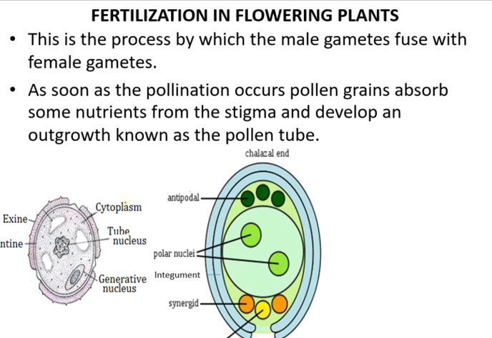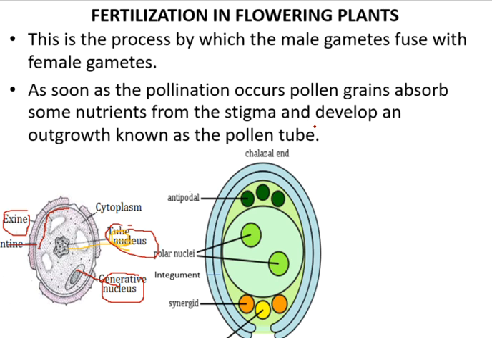a mature pollen grain. The mature pollen grain has a tube nucleus, which is here. It also has a generative nucleus, which is here. These two, the tube nucleus and the generative nucleus, will be of importance in describing the process of double fertilization in flowering plants. The inner layer of the pollen grain we call the intine, and the outer layer we call the exine. And this pollen grain, when it absorbs nutrients, develops into an outgrowth we call the pollen tube.